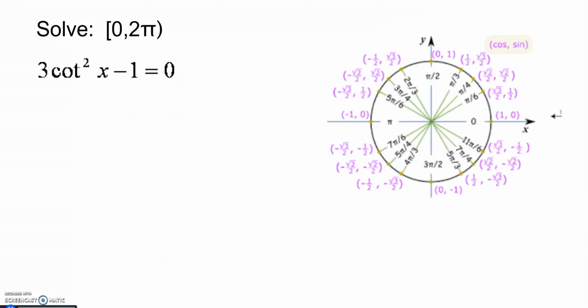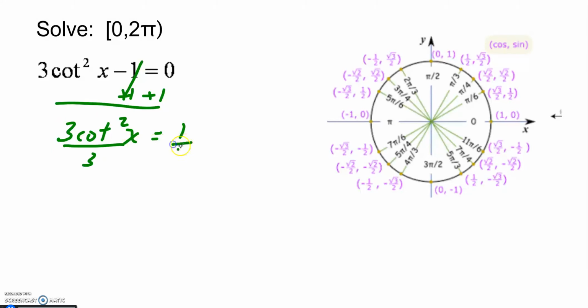All right, next example. Let's isolate the trig function. So like the last one, let's move the 1 to the other side first. 3 cotangent squared of x equals 1. Let's continue isolating the trig function. Cotangent squared of x equals 1/3.